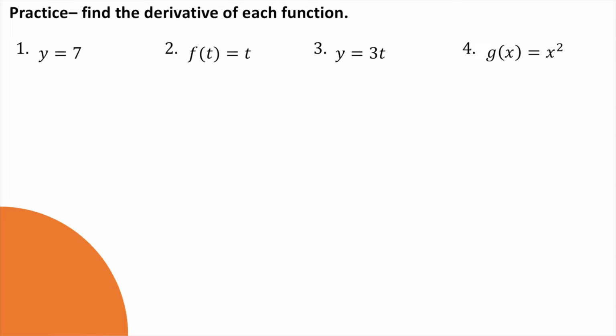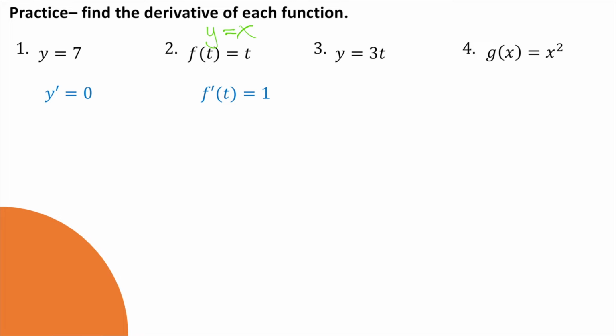Mixing it all up for you, what is the derivative of y equals 7? That's the line y equals 7. The slope of that is 0. f of t equals t. That's basically the line y equals x. The slope of that, or the derivative of that, is 1.